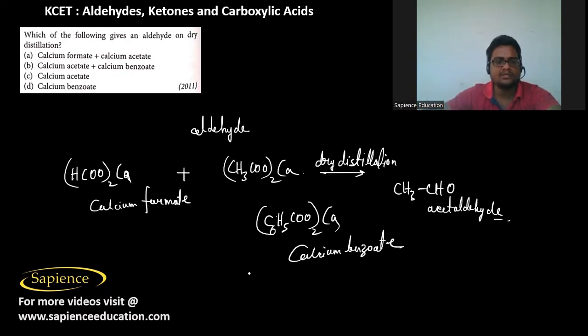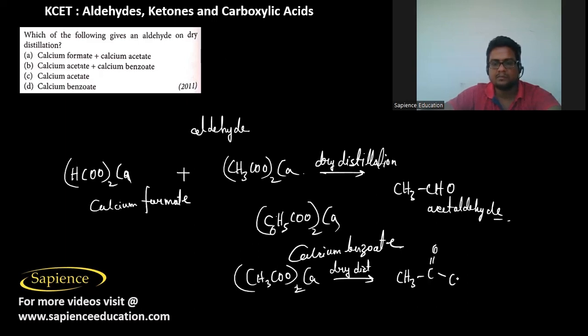And if only calcium acetate undergoes dry distillation, it will form CH3COCH3, which is propanone or acetone. So it is a ketone, which is not an aldehyde.